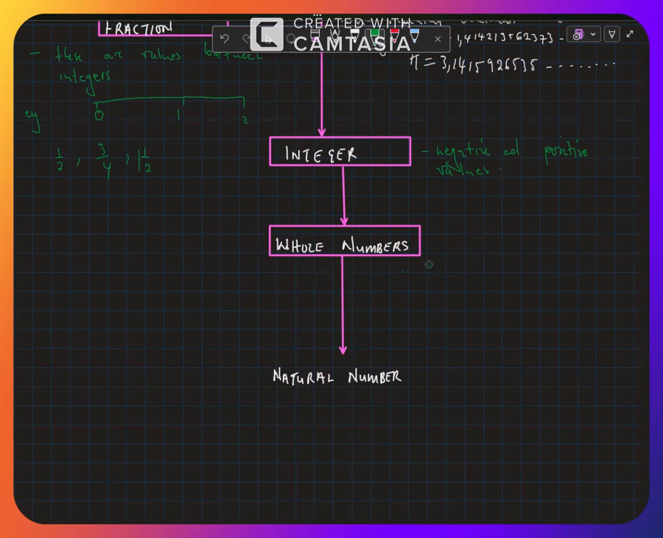So here we have whole numbers, and when we talk about whole numbers, we are talking of all positive values starting from 0, that is 0, 1, 2, 3, 4, going up to infinity.